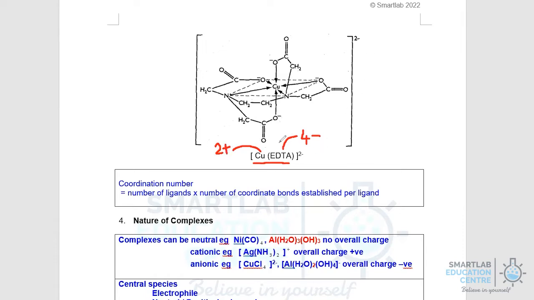And the shape of the complex is octahedral. Finally, it is important to note that the coordination number of the complex is equal to the number of ligands multiplied by the number of coordinate bonds established per ligand.